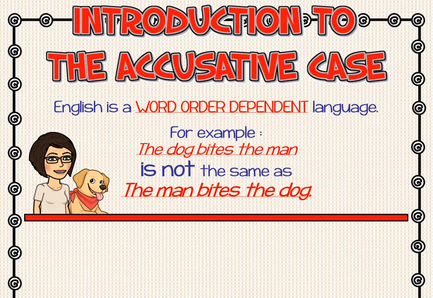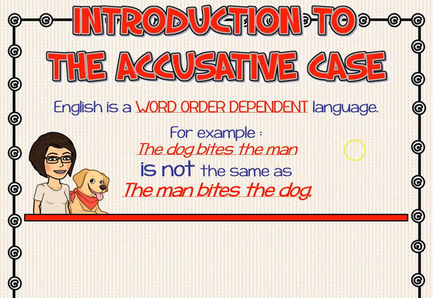English is what we call a word order dependent language. The order in which we say the words directly affects the meaning. Take this example. The dog bites the man does not mean the same thing as the man bites the dog. In this first example, the dog is doing the biting, and we know that because the dog comes first in the sentence. In this sentence, it appears as though the man is doing the biting because it appears first in the sentence. This is what I mean by word order dependent. Whatever comes first is the subject of the sentence, and whatever comes here is the direct object of the sentence.